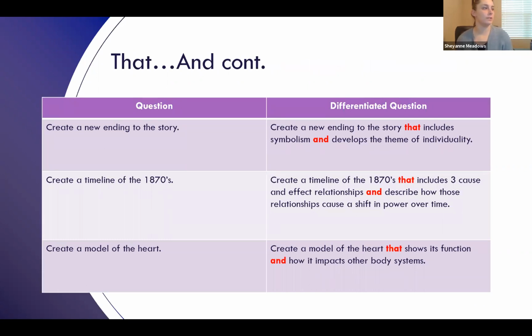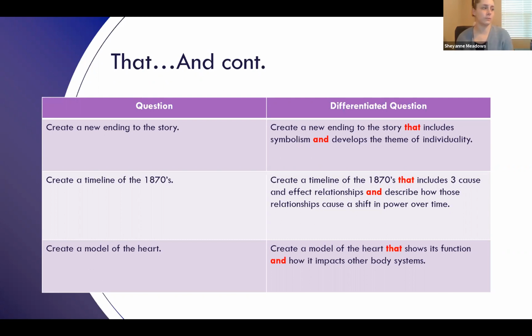So this is an example of some questions that are modified using this strategy. For example, a question in an ELA classroom may be create a new ending to the story. So instead of that just really easy assignment that would be kind of mundane for a high ability learner, we can take the "that and" strategy and make it more complex by saying create a new end to the story that includes symbolism and develops a theme of individuality. And so we've taken that question from the basic thinking skills all the way up to a complex thinking skill. And now they have to consider not only different elements, but how to develop them. So that makes it more complex for those students.